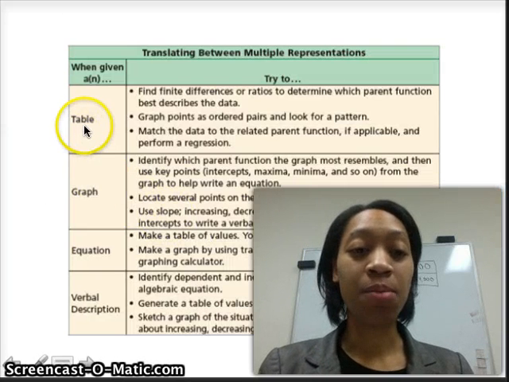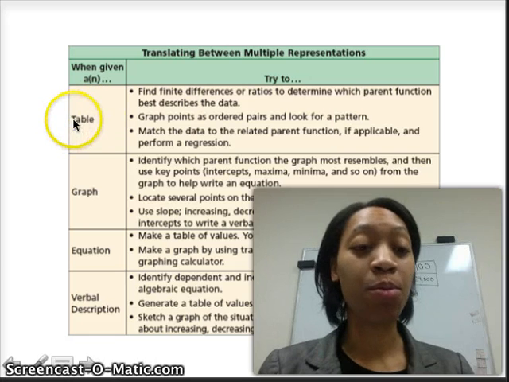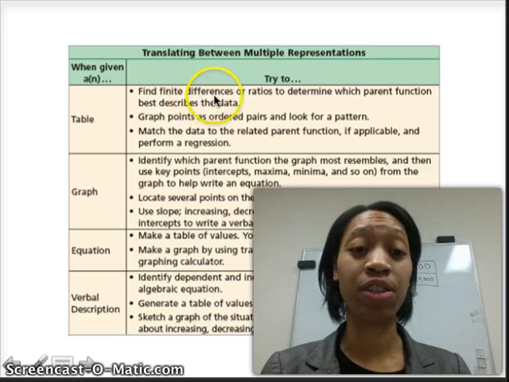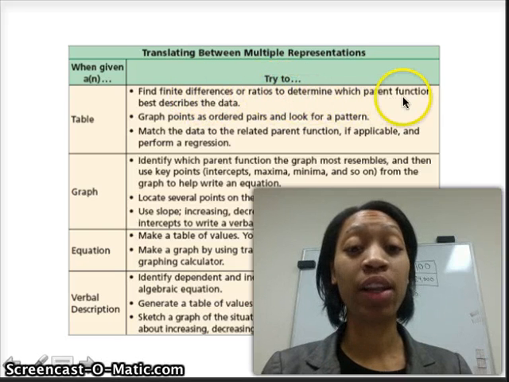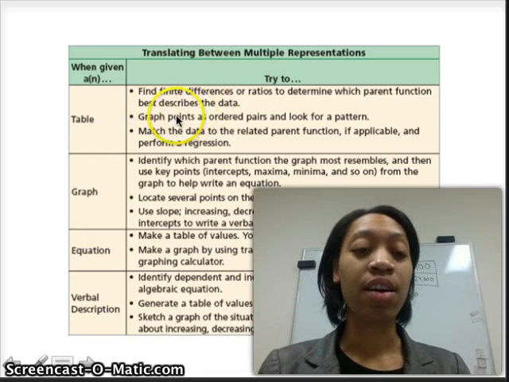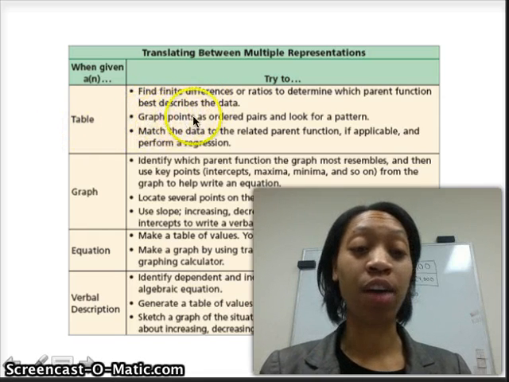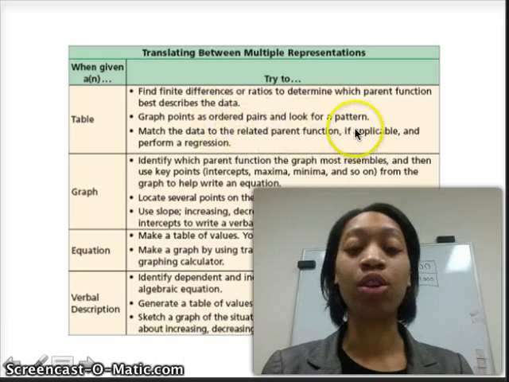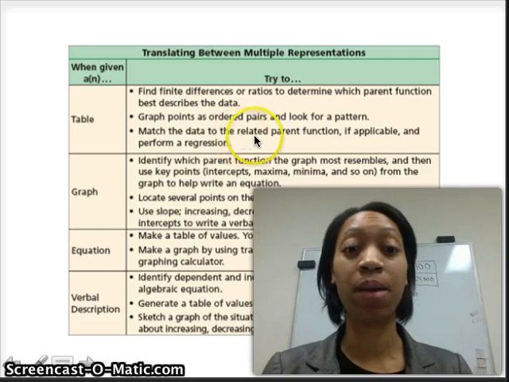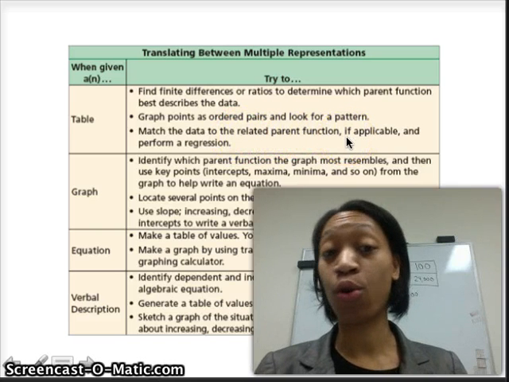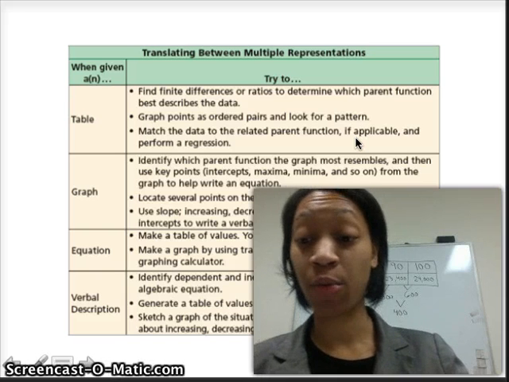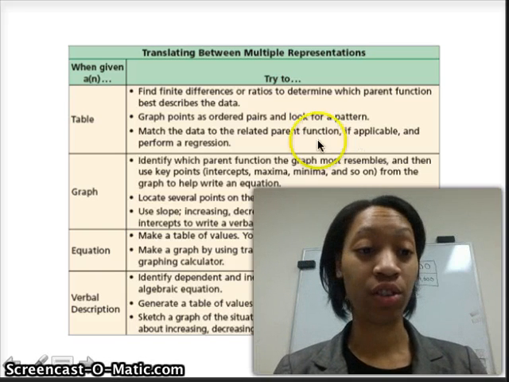If you are given a table to work with, you can use that table to find the finite differences or the ratios, which will let you determine which parent function best describes the function. You can use the table to graph points and to look for a pattern. You can use the table to match the data to the related parent function, or you can also use the table to put that information in your calculator to make a regression to find the equation.